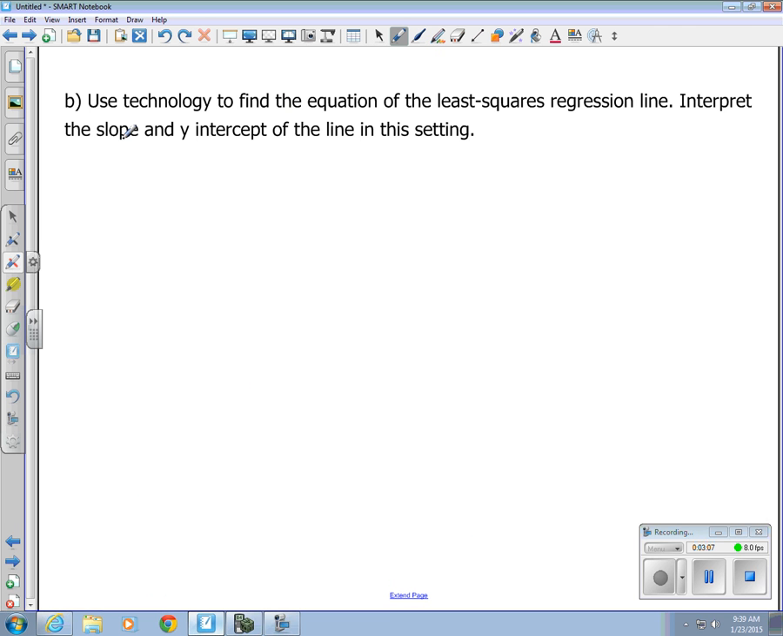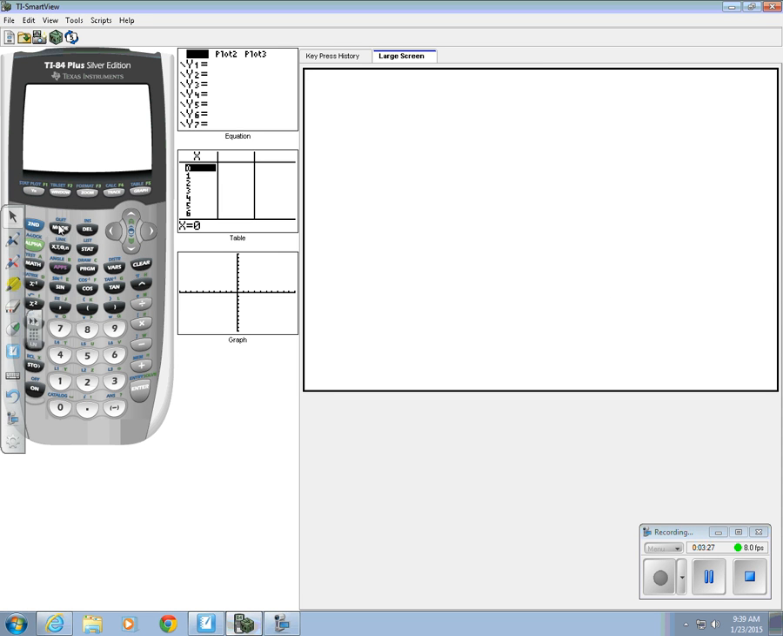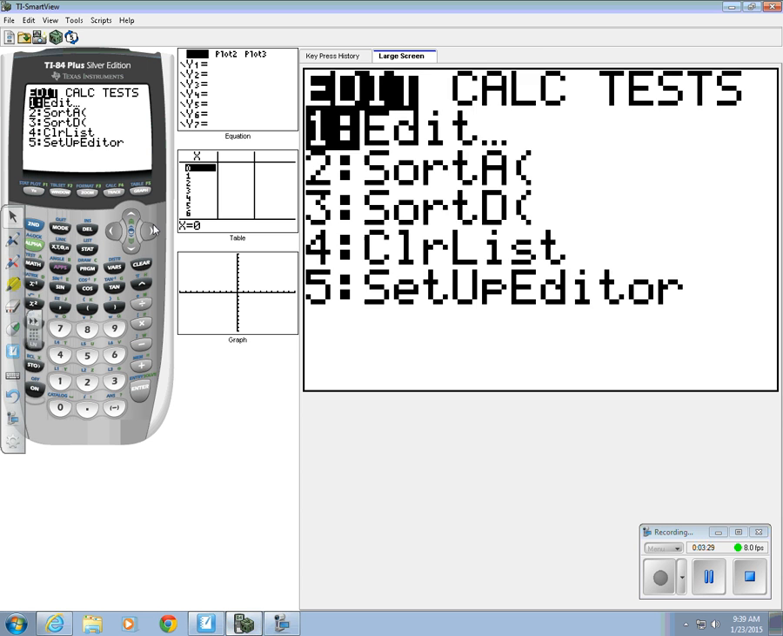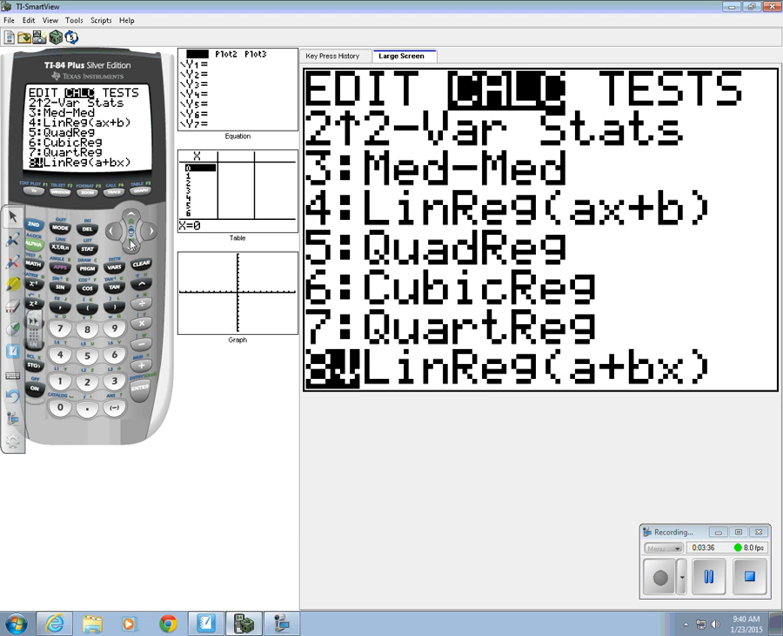Okay, so the next part of the problem is to use technology to find the equation of the least squares regression line, and then interpret the slope and the y-intercept. So those are kind of the interpretation sentences we were talking about in class. So try that out and then come back. So to do this, go into your calculator again, and you want to go stat, calc, number 8, which is line reg, and not number 4, ax plus b. You want to do a plus bx, because that's the least squares regression line.